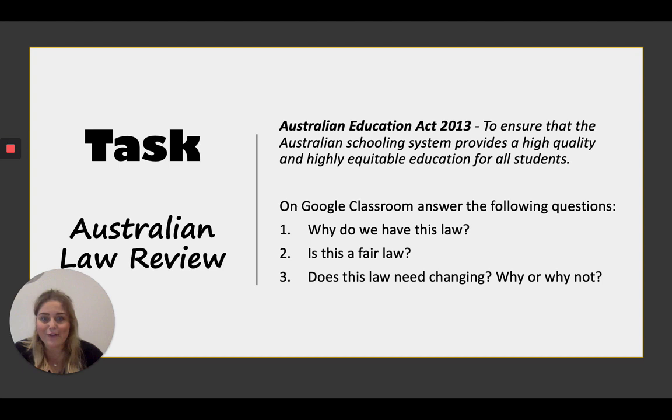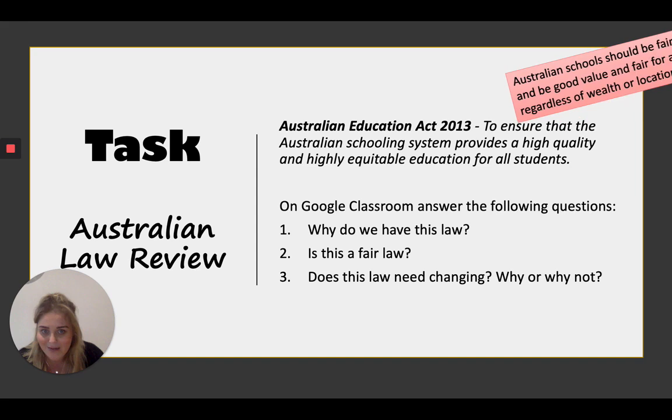So what we're going to have a look at today is one of the laws that we have here in Australia, and it's the Australian Education Act, and it was last changed in 2013. The Act says, to ensure that the Australian schooling system provides a high quality and highly equitable education for all students. So that's the law. What does that mean?